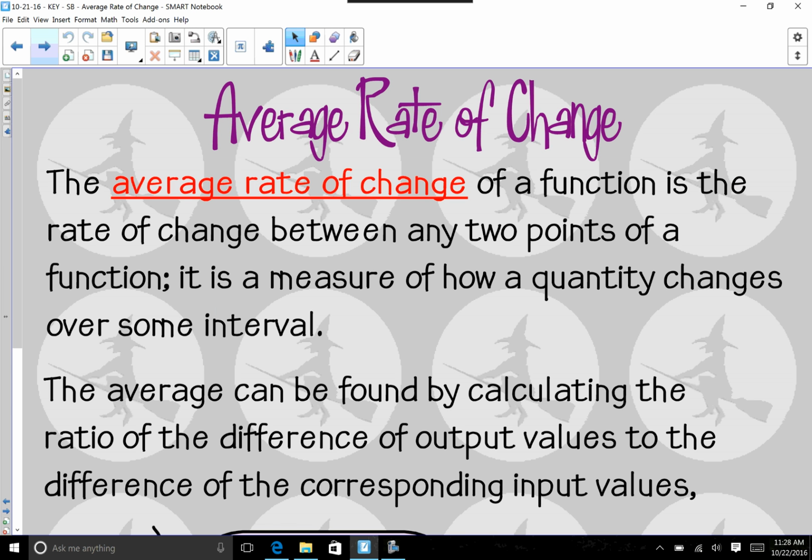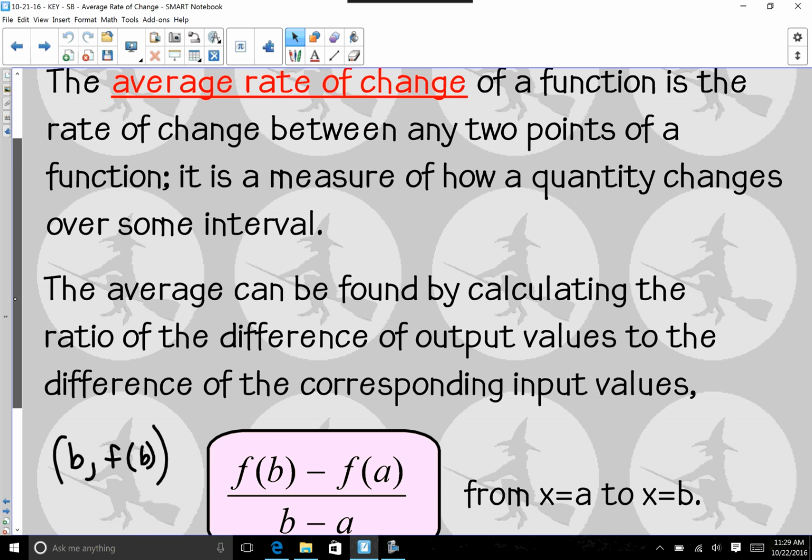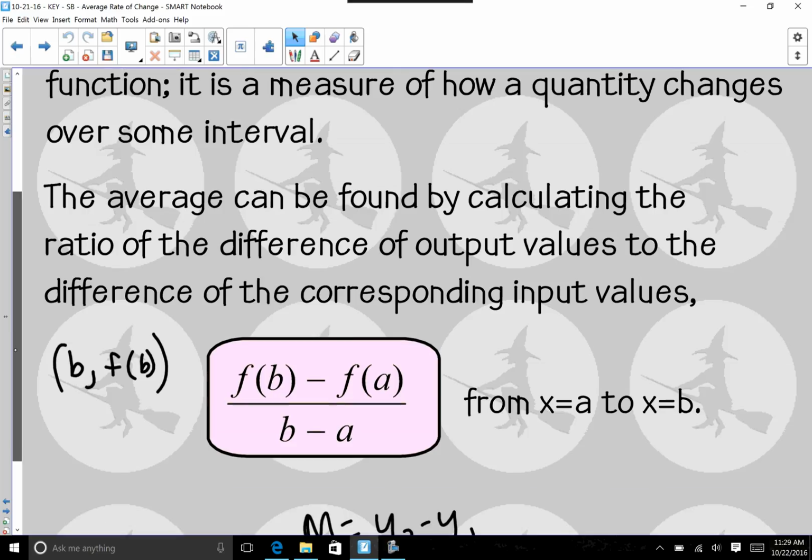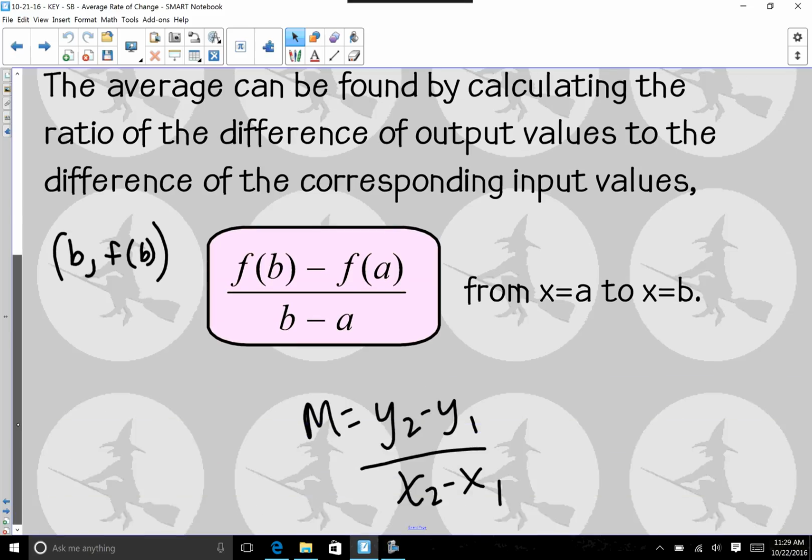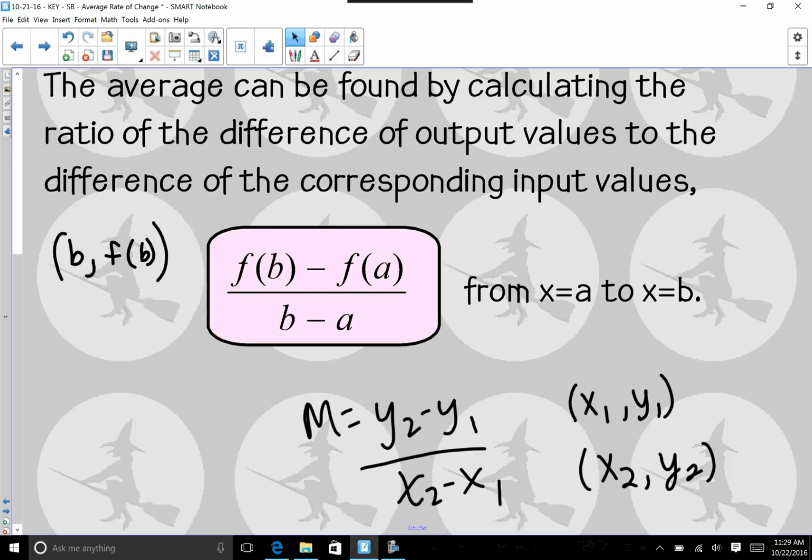Okay, so average rate of change is what we started talking about, and it's the rate of change between any 2 points of a function, and it's a measure of how a quantity changes over some interval, and those intervals are usually over your x values. We also talked about how we had this slope formula, and it's very similar. It's y2 minus y1 over x2 minus x1, which is what you are familiar with from when you have 2 points, x1, y1, and x2, y2. This is just a different way of writing it.